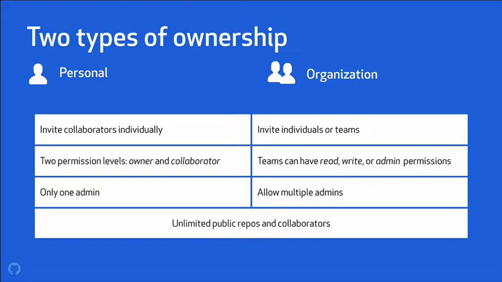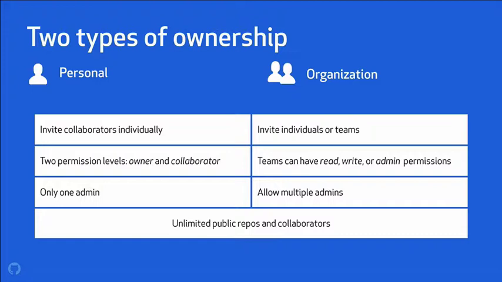Also, with a personal repository, you only have really two permission levels. You're either an owner of the project or you're a collaborator. A collaborator has a very limited role in terms of they can't do things like delete the repository, for example. Whereas in an organizational model, the teams themselves can have read, write, or admin permissions to specific repositories. So I could, for example, have read permission to a repository that another team is working on, and I can have admin permissions to those projects that are near and dear to my heart.